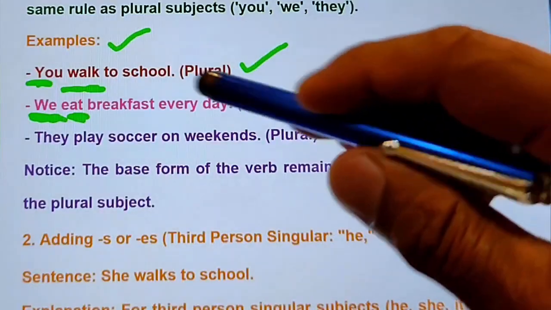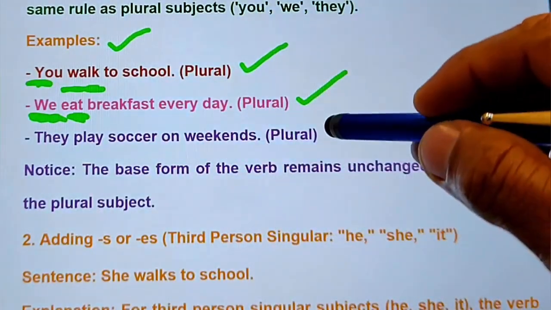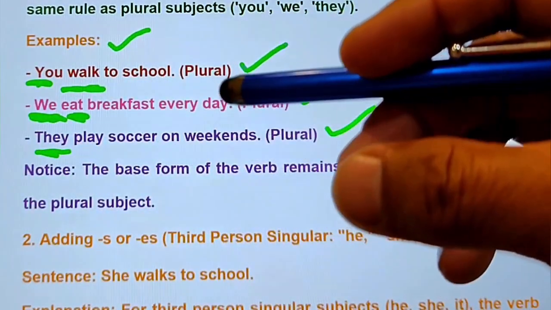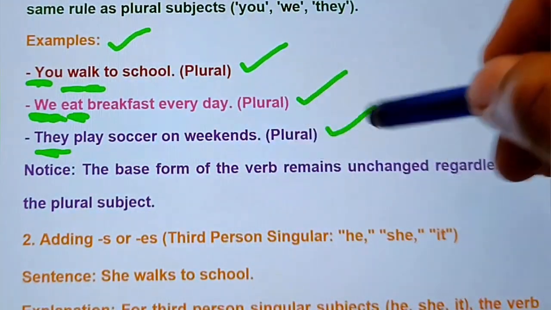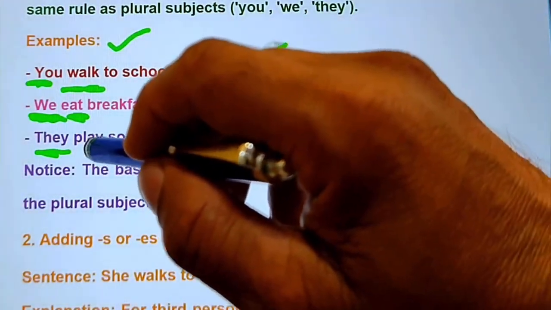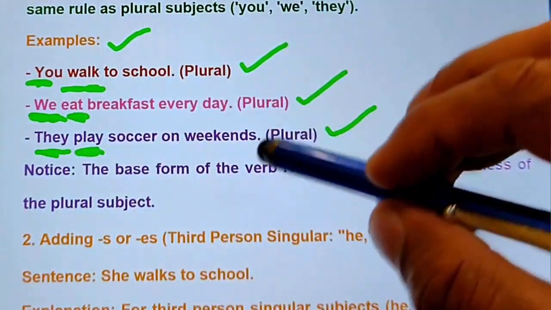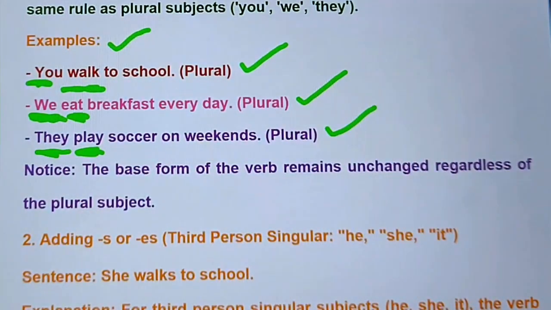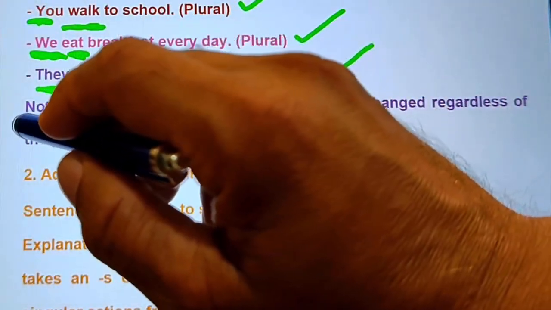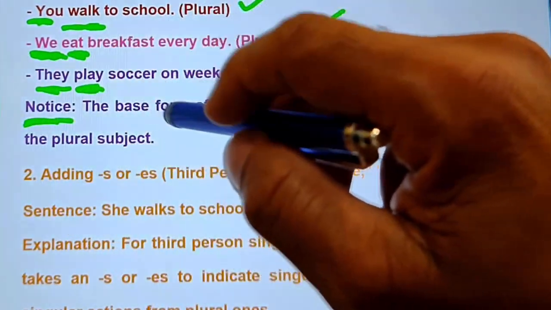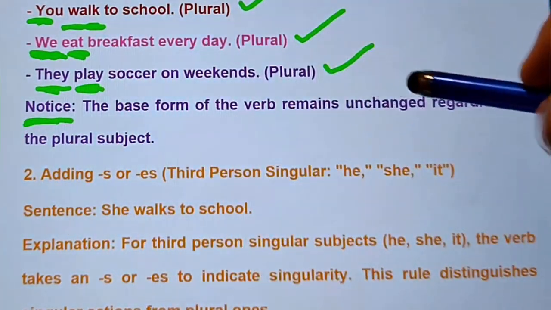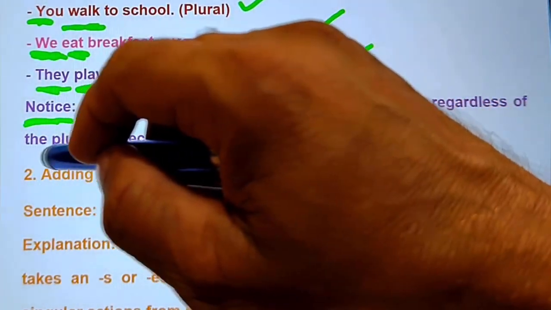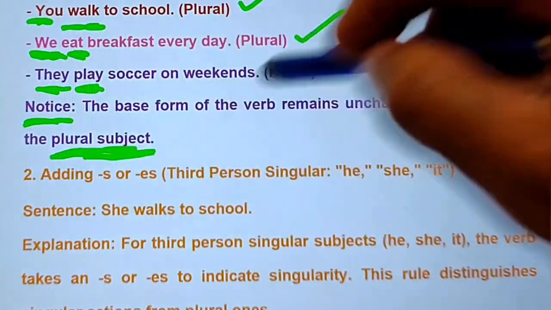Next example here: they play soccer on weekends. This is a plural subject, here it is "they." I, you, we, they, this is a plural subject. With a plural subject, we use the base form. So nothing changed in the base form. And the sentence is: they play soccer on weekends. So notice here in this sentence, the base form of the verb remains unchanged regardless of the plural subject. No change in these sentences.